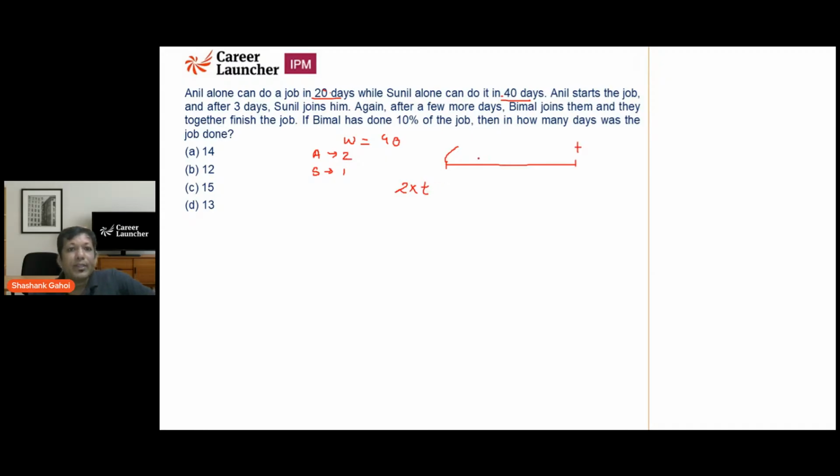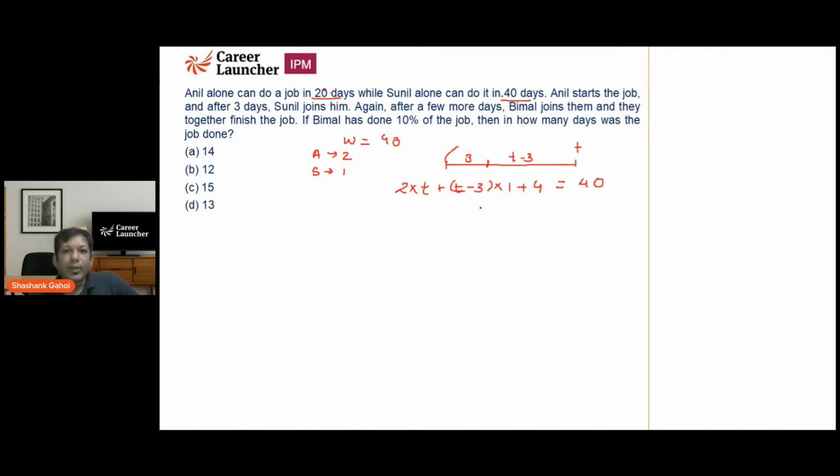Okay. Then Sunil joins him after 3 days. So Sunil must be working for how many days? T minus 3. So Sunil is working for T minus 3 days. The efficiency of Sunil is 1. So the total work done by Sunil is going to be 1 into T minus 3. After a few more days, Vimal joins them and together they finish the job. Vimal does 10% of the job. So 10% of 40 is going to be 4 units. That is going to be done by Vimal. And that is equal to how many units we are talking about? We are talking about 40 units.